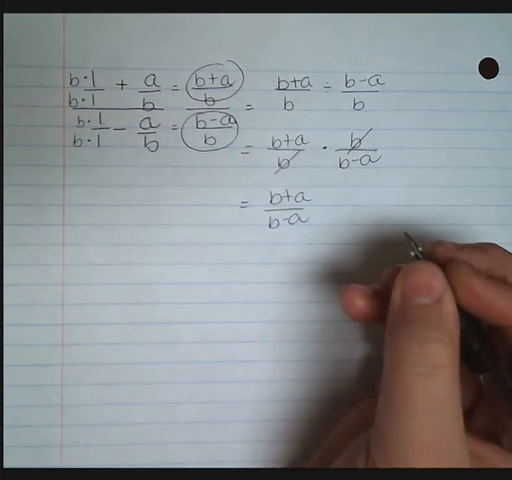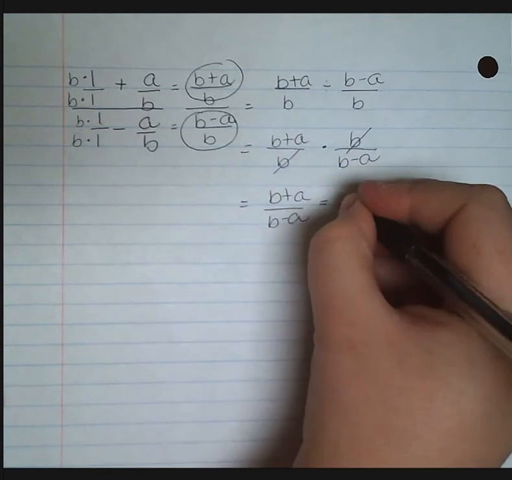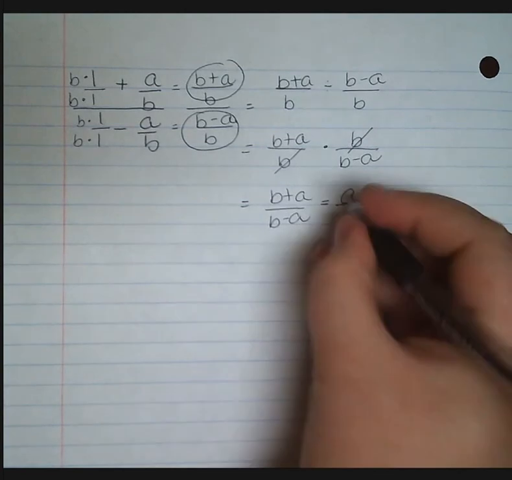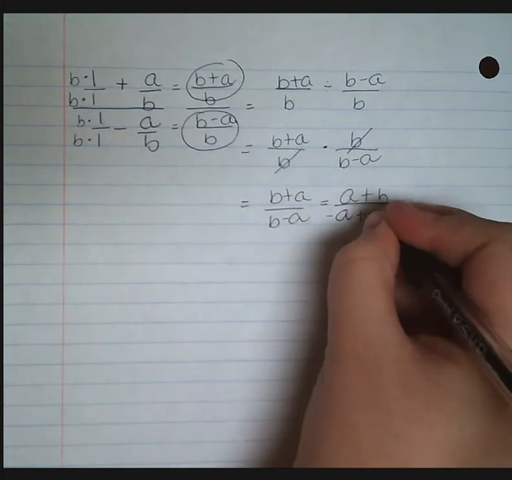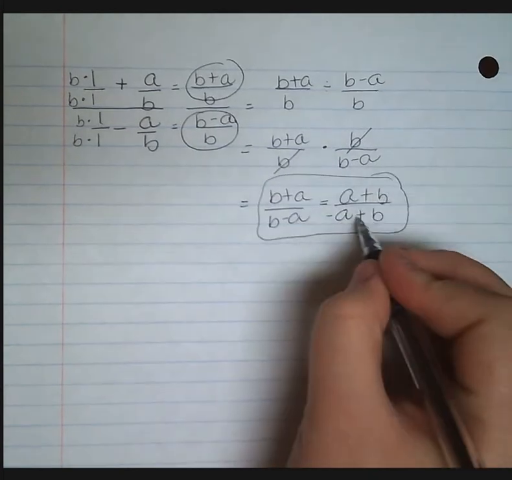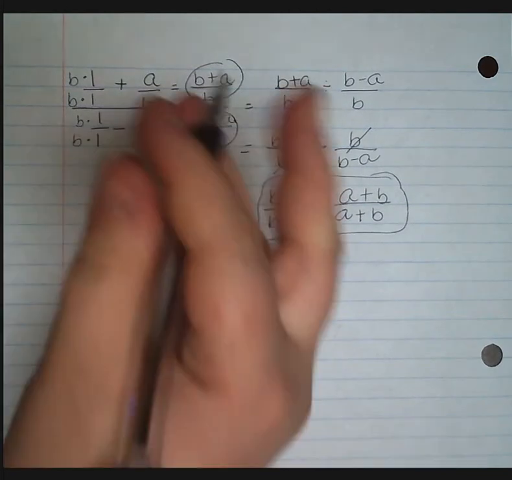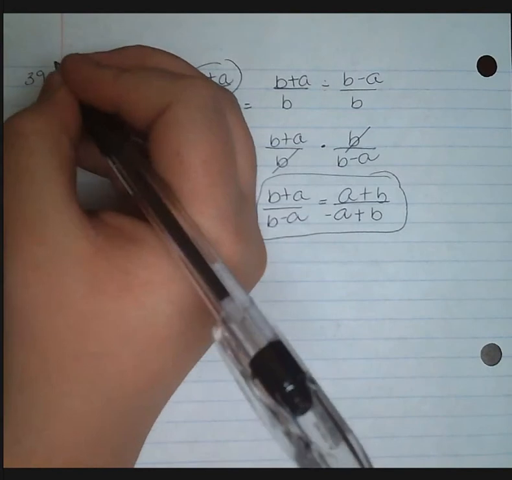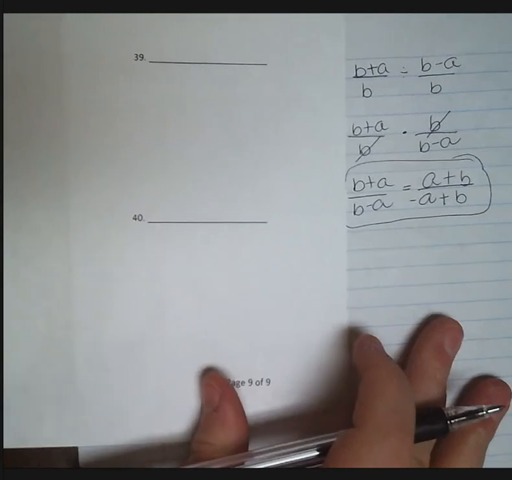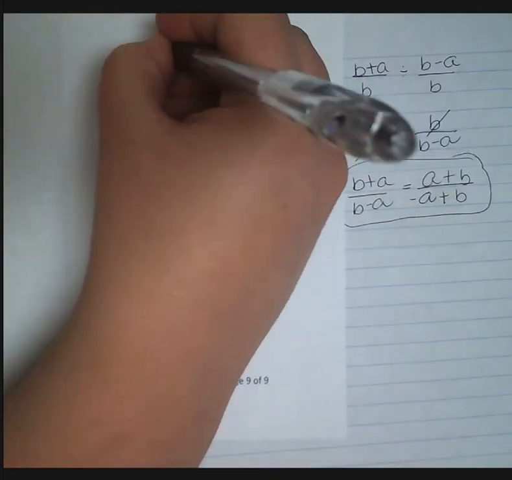And the only other thing you can do to simplify this would be to write your problem correctly, which would be in alphabetical order. So the a should come before the b. So one is a negative a plus b. So technically this one is the answer, but I would have accepted that one as well. So that was problem number 39. So I'm going to put the correct answer on there, which is a plus b over negative a plus b.